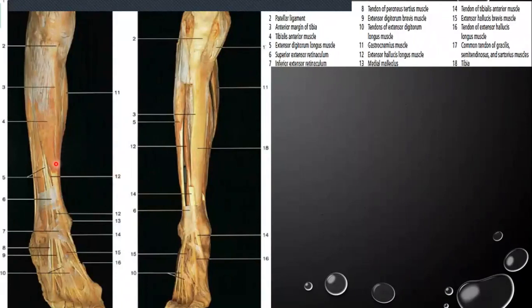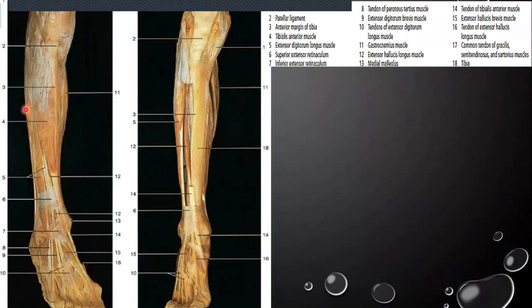Again, here you can see a tibialis anterior. Then here, deep to it and the line lateral to it, this must be your extensor hallucis longus muscle. Then this is your extensor digitorum longus. Okay, this is your superior extensor retinaculum and your inferior extensor retinaculum. Then by the way, you must know how these things are arranged here.